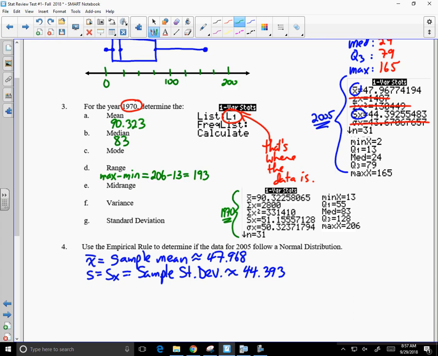Mid-range we'll come back to. Variance we'll come back to. Standard deviation, we talked about that. That's the Sx, 51.156.